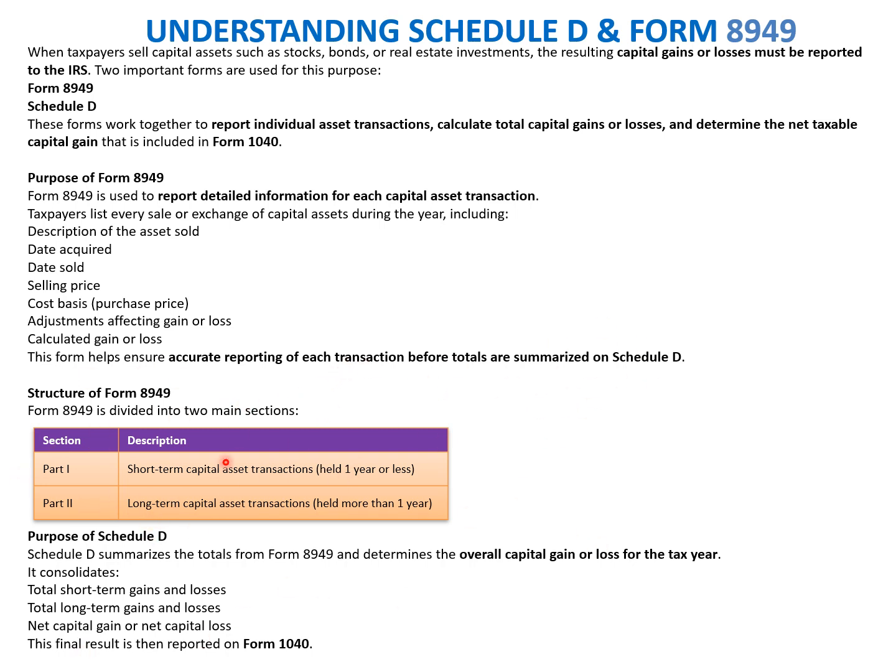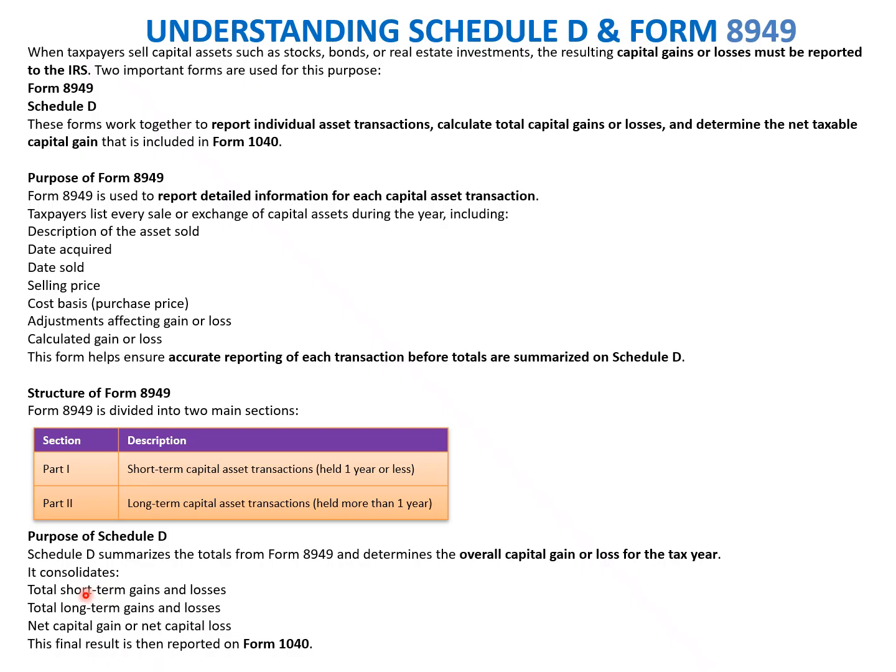Form 8949 has two sections: Part 1, which covers short-term capital assets, and Part 2, which covers long-term capital assets. Now, Form 8949 is at the asset level, but the summarization of the long-term and short-term capital gains and losses is done via Schedule D.